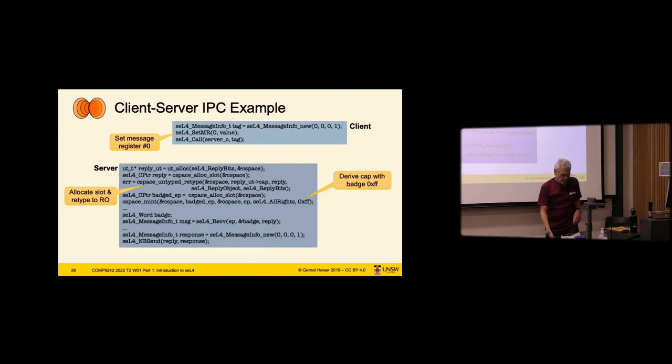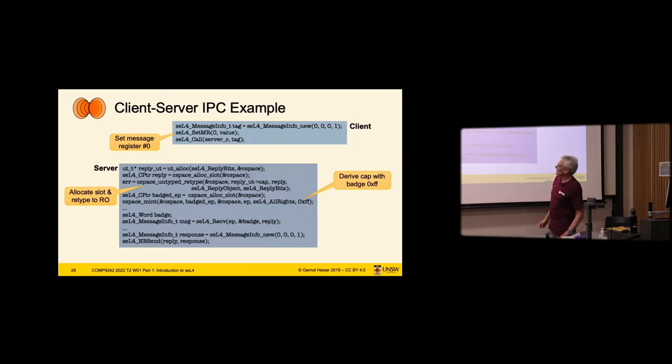And then it creates a derived capability. So it has this endpoint capability. It applies a badge to it to produce a new badge capability, which you then can hand out to the client. And then we assume there is some protocol where this gets handed out to the client.